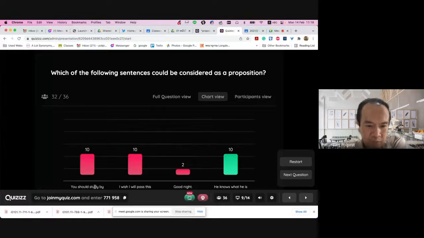You should study by... So basically it's a sentence where you tell somebody they should study by, I don't know, using a book. The second one, I wish I passed this. This one doesn't have a truth value, right? It doesn't say that I passed this, and it doesn't say I didn't pass this. I wish I passed this. It doesn't have a truth value.